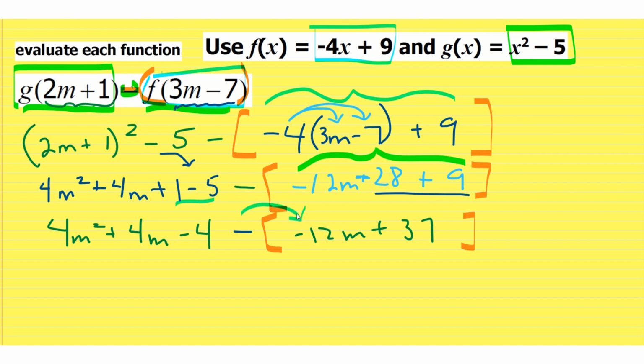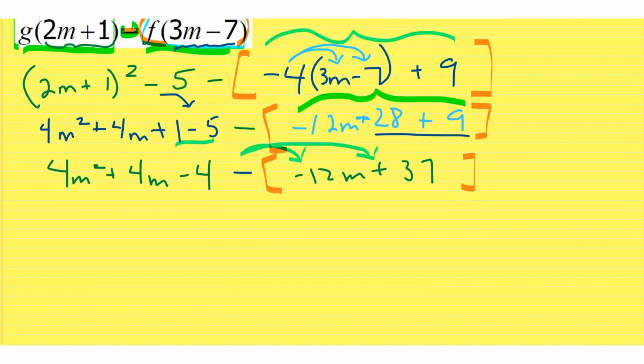Okay, at that point I have simplified everything inside the bracket that I can simplify, so now I can distribute this negative to every piece of what's inside the bracket. Okay, so let's work this out. I've got 4m squared plus 4m minus the 4, and now negative times a negative 12 is a positive 12m, and I've got a negative times the positive 37. Negative times the positive gives me a negative 37.